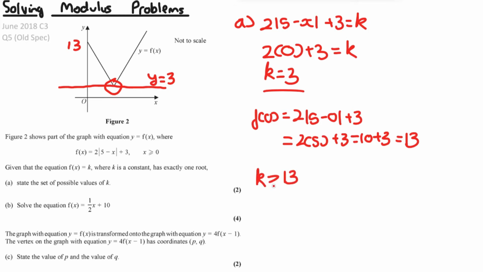It's not when k is bigger than or equal to 13, because this is x is bigger than or equal to 0, so this point here is included, and if we draw a line here it will have 2 points of intersection, but anything higher than this will only have 1 point of intersection. So the solutions for the possible values of k is when k is equal to 3 for this line here, or when k is bigger than 13, so it can be lines like this where there's only 1 point of intersection.